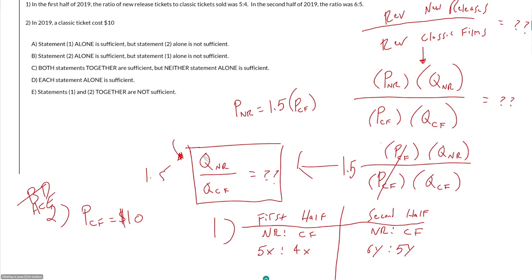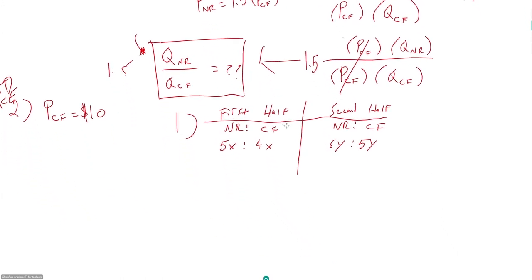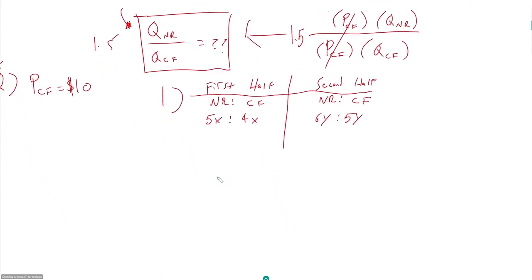But what do we care about? We're looking for the total quantity of our new release tickets to the total quantity of our classic film tickets for the year. This breaks up into halves. So if I want my total new release tickets sold for the entire year, that's going to be 5x plus 6y. And then my total classic film tickets is 4x plus 5y. And remember, technically we're looking for 1.5 times this, but this 1.5 is irrelevant.